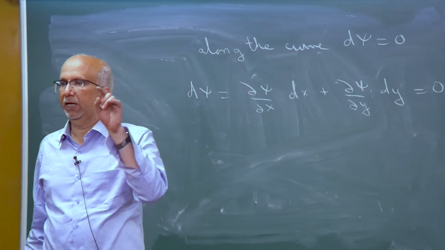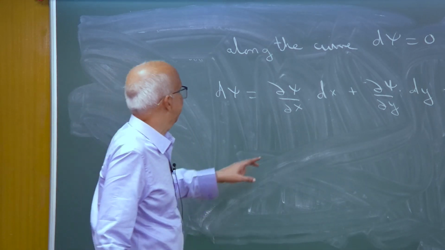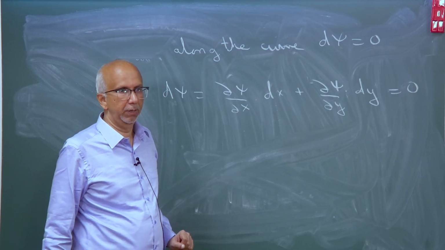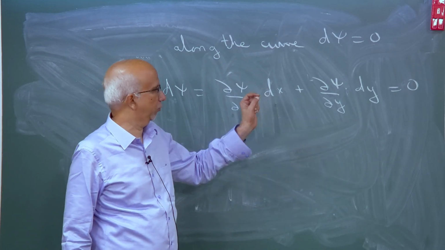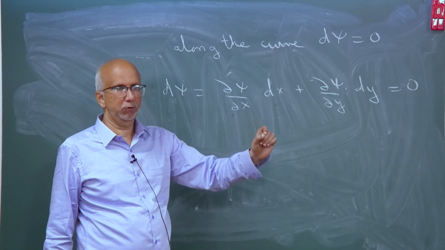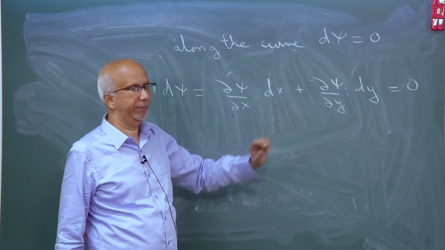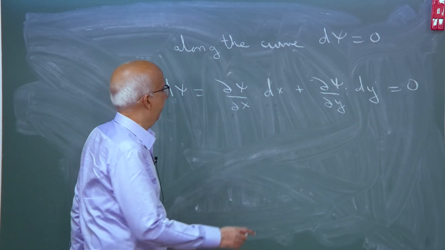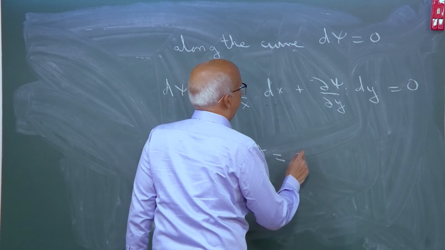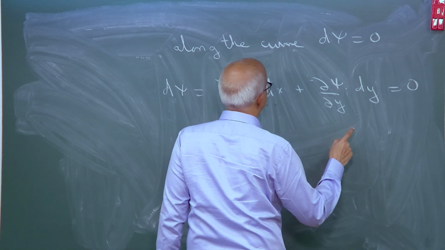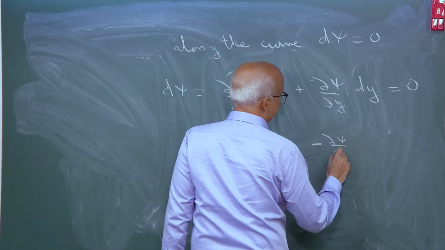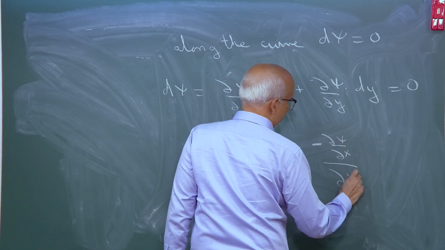So, the change in psi along the curve is 0, and that is given by this: change with respect to x multiplied by dx when I go from one point to another on the curve. When I go from one point to another, there is a change in both x and y, and I am taking that into account. And I can rewrite this as dy by dx equals minus d psi by dx divided by d psi by dy.